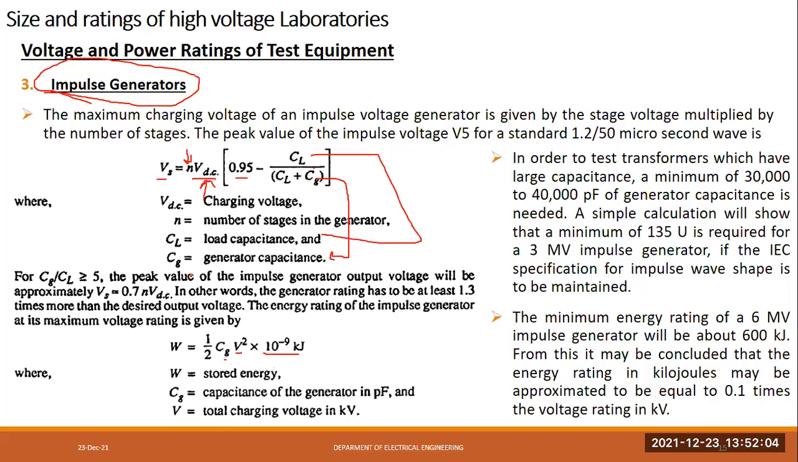As per the Indian electricity standards or specification, the impulse wave shape should be maintained at around 3 megavolt impulse generator. So the minimum rating for this impulse generator is around 6 megavolt, and that generator will have an energy specification of around 600 kilojoule. Then we can conclude that for the impulse generator, the energy given in kilojoule should be equal to 0.1 times the voltage rating in kV.